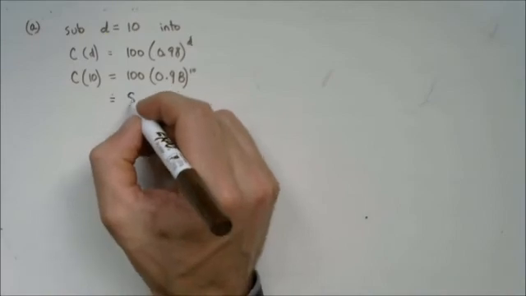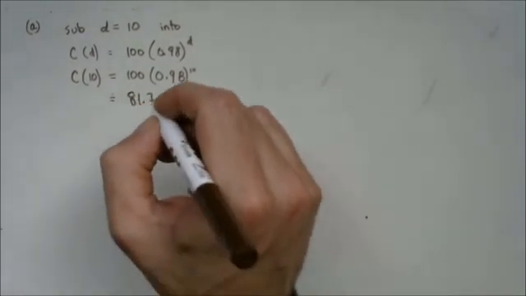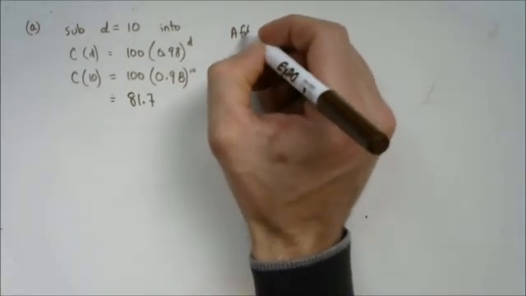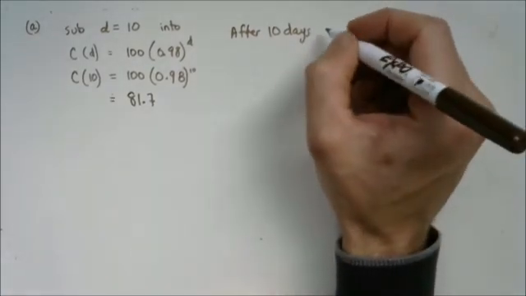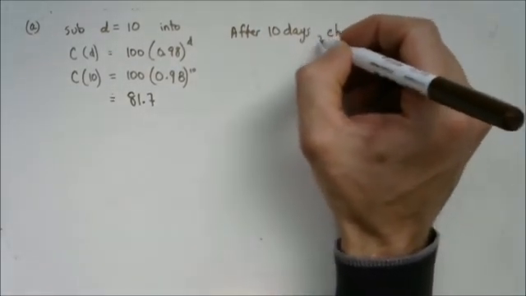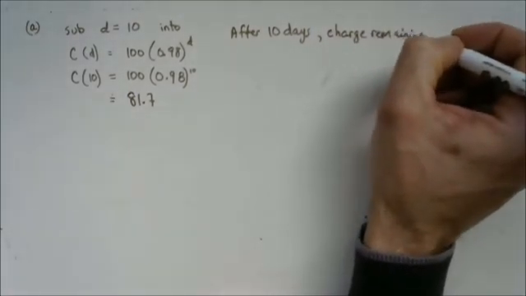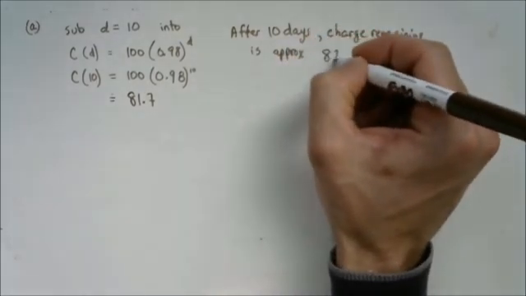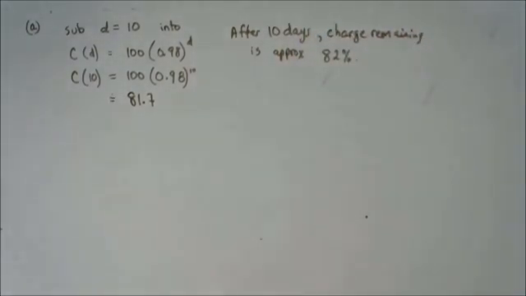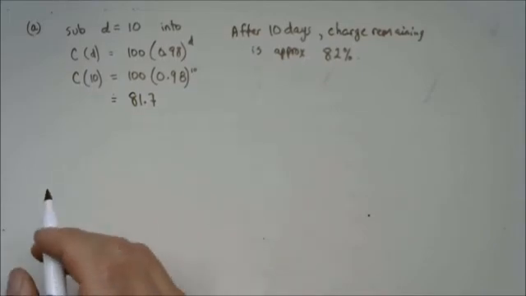In your calculator, you get 81.7. So after 10 days, charge remaining is approximately 82%. Okay, we already talked, it's a continuous function. It's going to go gradually. It doesn't drop 2 and then drop 2 and then drop 2. All right, B.